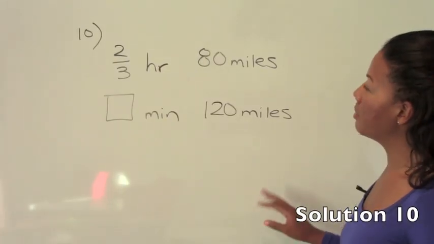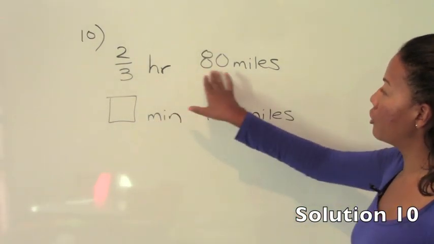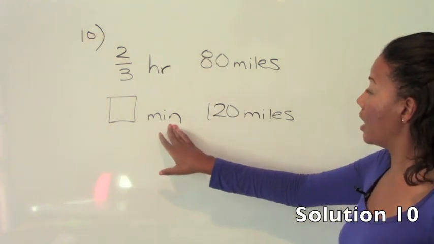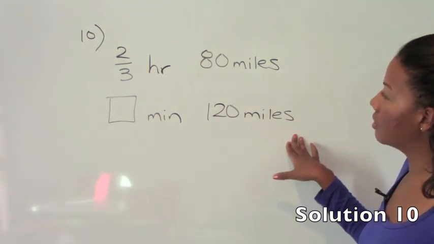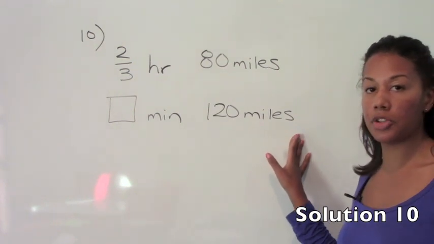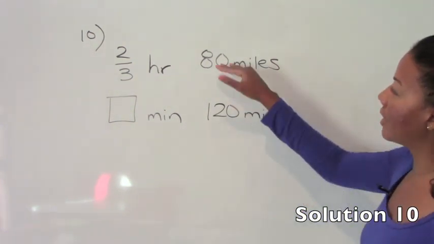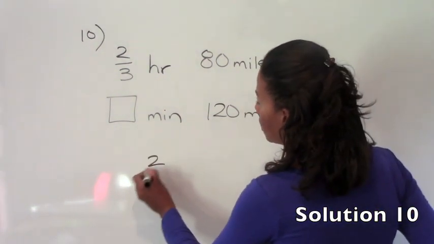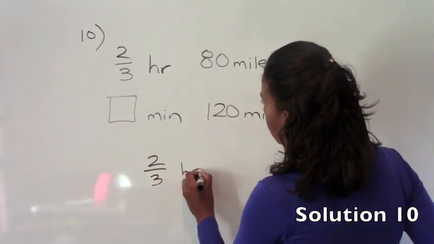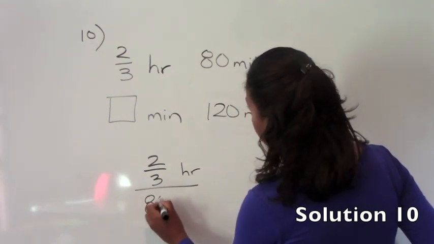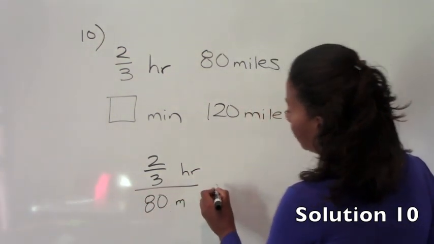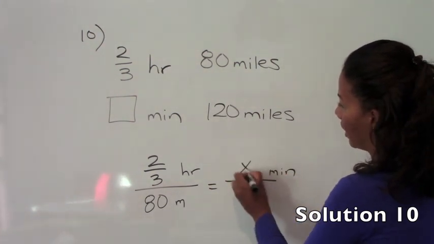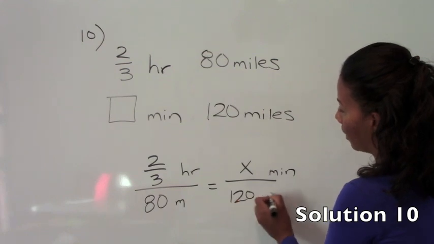Number 10. Number 10 tells us that it takes 2/3 of an hour to drive 80 miles, and it asks us at this rate, how many minutes will it take to drive 120 miles? Okay, so again, this is similar to the previous two problems, in which case we have a constant rate, so we can set up a proportion. So 2/3 of an hour takes 2/3 of an hour to go the 80 miles. How many minutes? So we can say x minutes to go 120 miles.